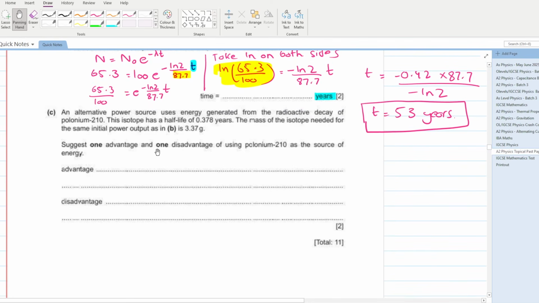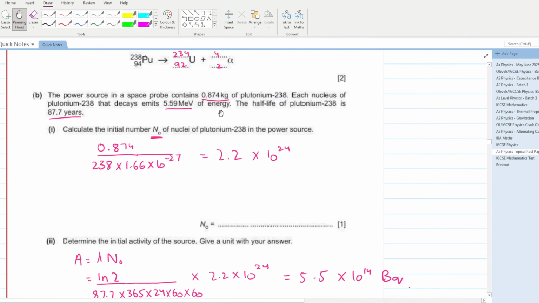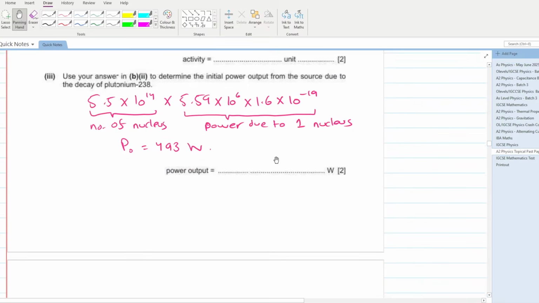Let's see this. An alternative power source uses energy generated from the radioactive decay of polonium-210. This isotope has a half-life of 0.378 years. Okay, the mass of the isotope needed for the initial power output is this. So the mass is considerably low. Can you see? The mass is considerably low. Initially, the mass of plutonium-238 was 0.874 kg, which is high.